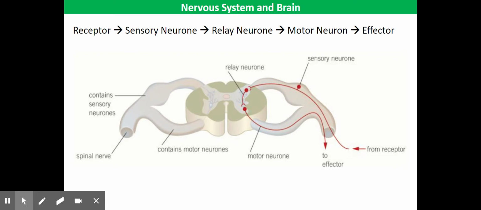Reflex actions always have a survival value. So a reflex may be used to get out of danger, to avoid damage to part of the body, or it might be to maintain balance. Now, the 2 specific reflex actions that you need to know about are the blinking reflex and the knee-jerk reflex.